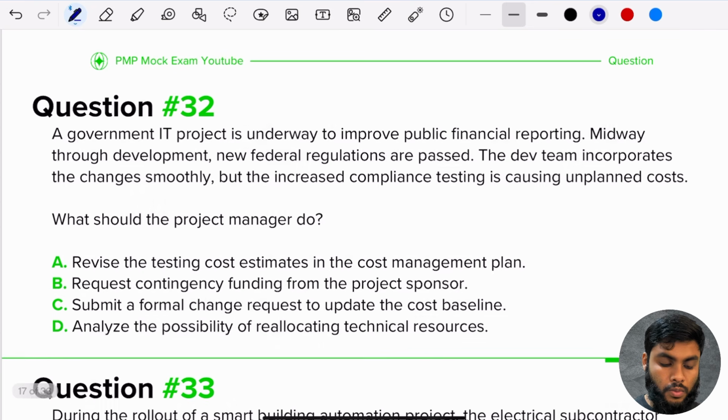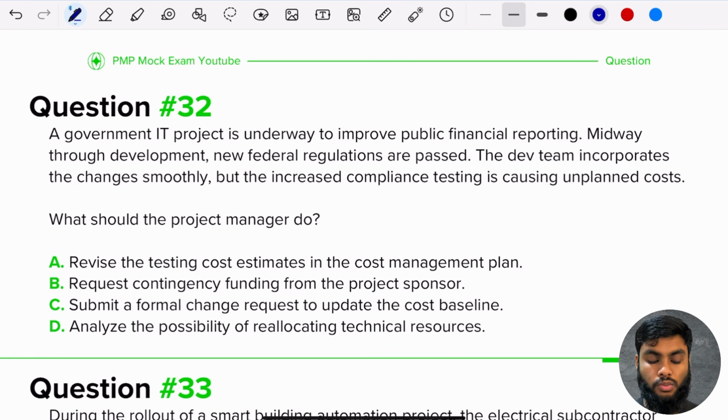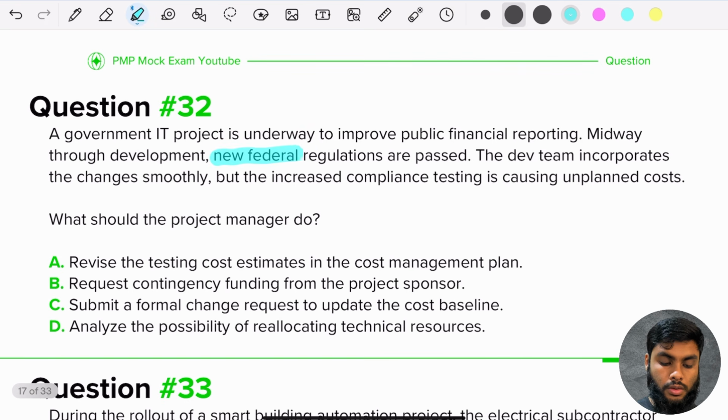Awesome. A government IT project is underway to improve public financial reporting. Midway through the development, new federal regulations are passed. Okay, I'm going to highlight this. The dev team incorporates the changes smoothly, but the increased compliance testing is causing unplanned costs. What should the project manager do?